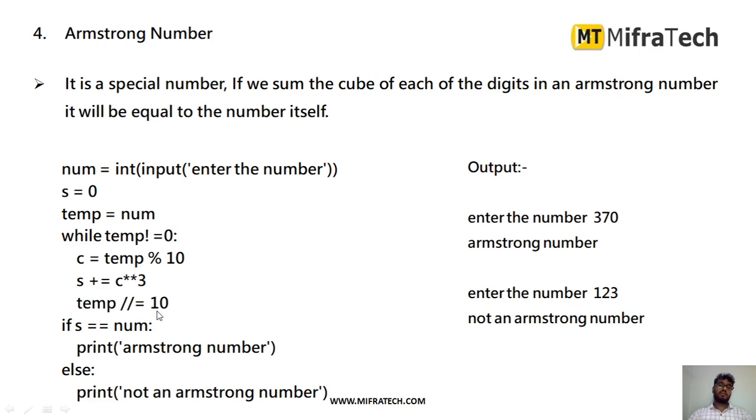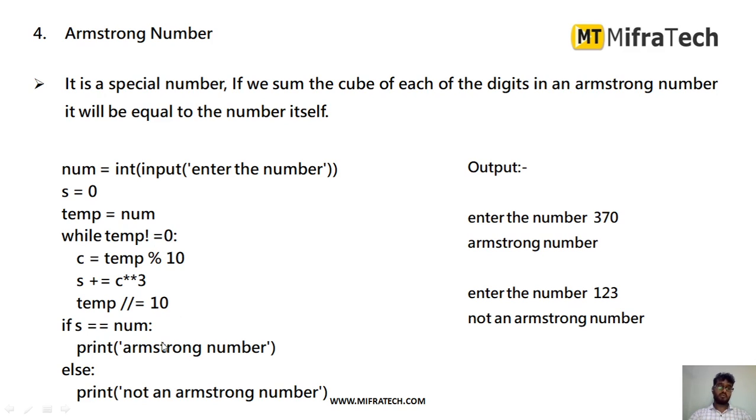After the last element has been taken, I have to access the next two elements. For that I am doing float division. So temp is equal to temp float division by 10, which will give the other remaining elements after taking the last element. So those two elements I am again taking, and this loop will execute until the entered number becomes 0 and the condition becomes true.